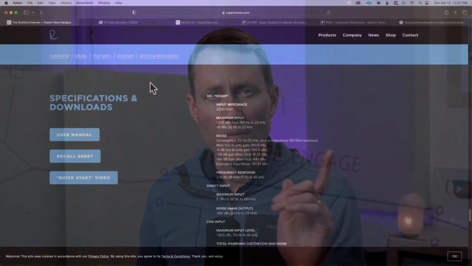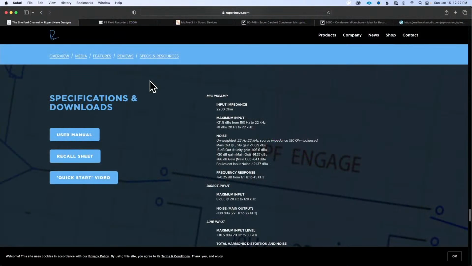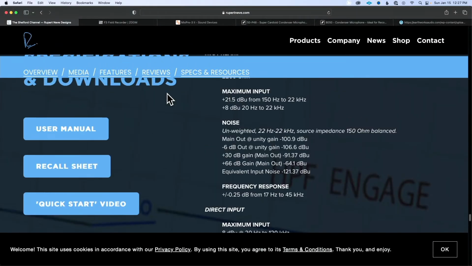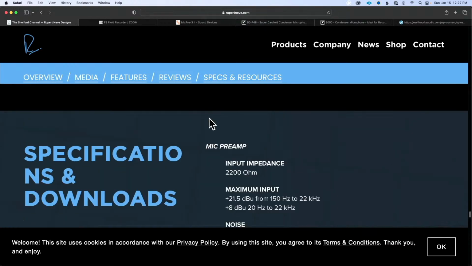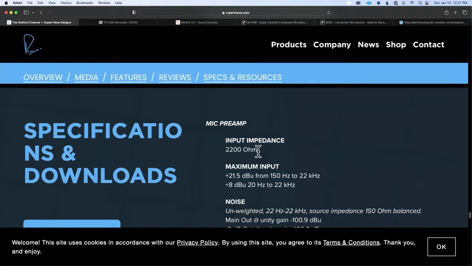So for today, for example, I'm talking into an Earthworks Ethos microphone, which is connected to the Rupert Neve Design Shelford Channel. And this is the specification page for that particular piece of gear. I'm going to make the text a little larger here so we can see it. Input impedance, 2200 ohms.